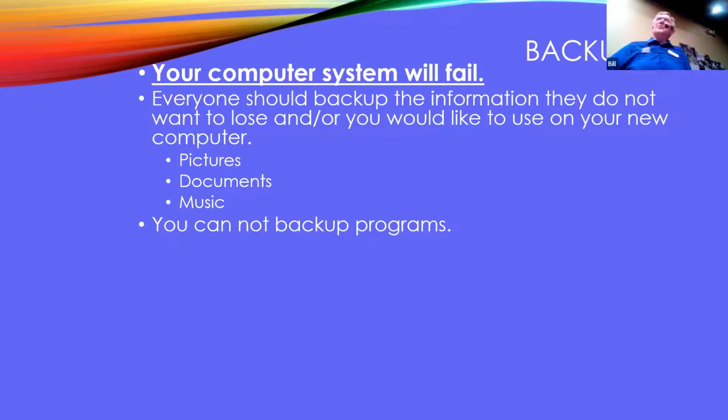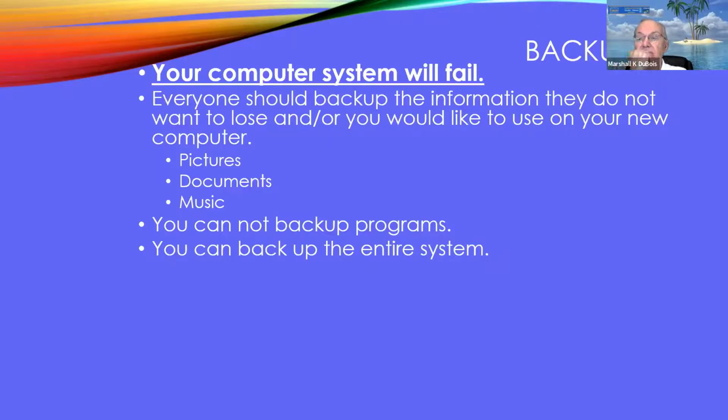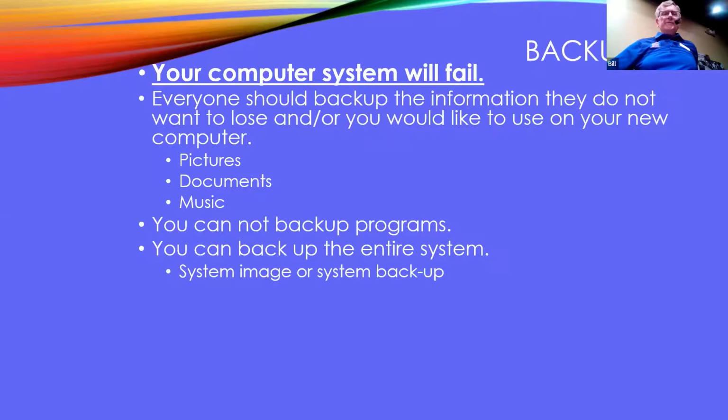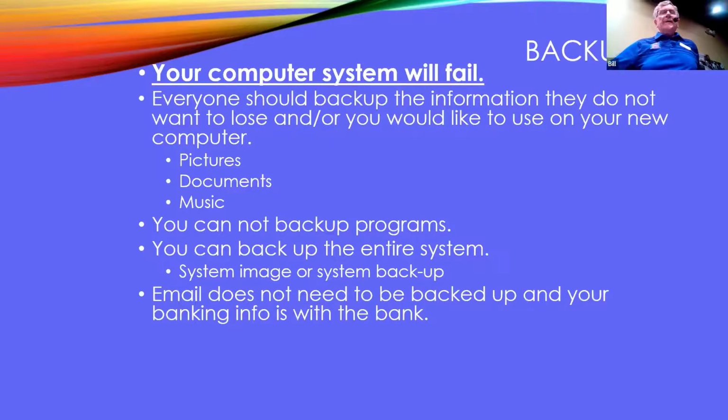You can't back up programs, for your information. You can take an image, like Marshall just reiterated. You can back up your entire system disk. It's called cloning. It just takes a system image and puts it on a backup. Emails don't have to be backed up because they're in the cloud and they're already backed up for you. Okay.